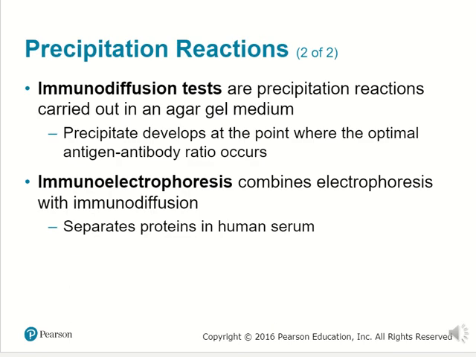Precipitation reactions, one of which is an immunodiffusion test. It's a precipitation reaction carried out in an agar gel medium. Precipitate develops at the point where the optimal antibody-antigen ratio occurs, and immunoelectrophoresis combines electrophoresis with immunodiffusion. It helps separate proteins from human serum by helping remove it from the overall blood.